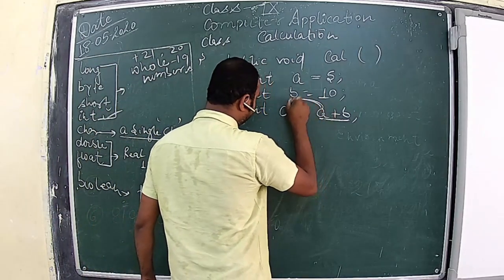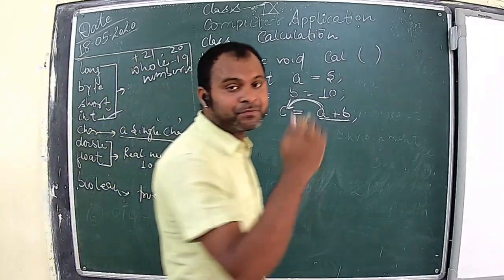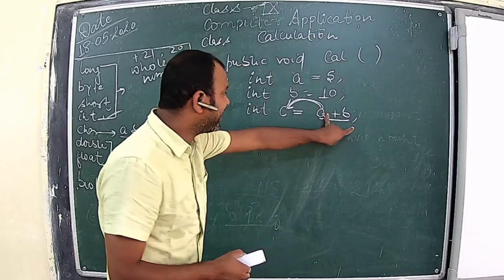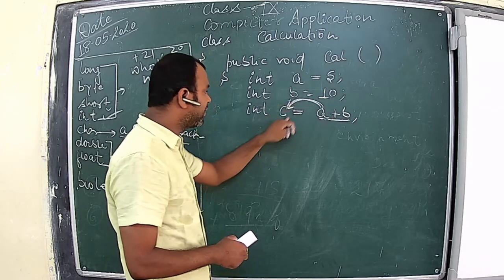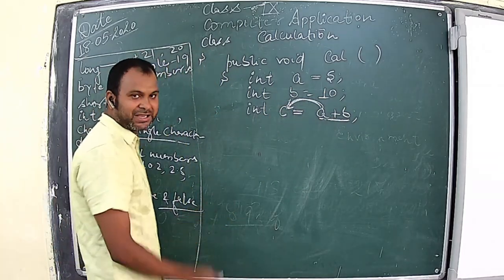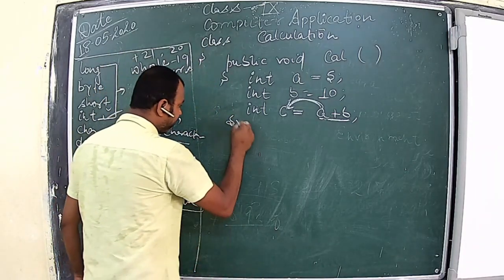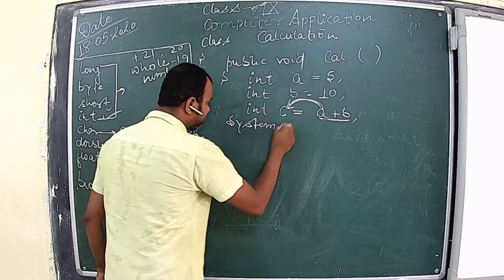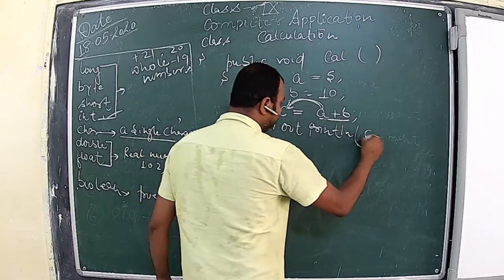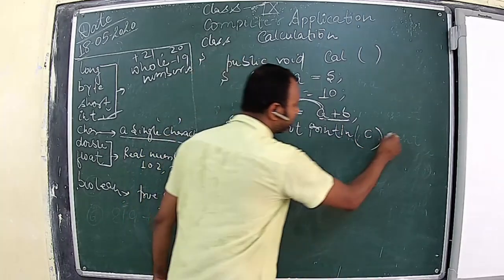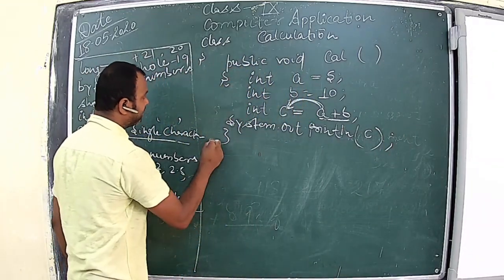One more thing, this equals sign is used to shift from right to left. So after adding a plus b, 15 will be shifted to c, and now c will be your result. I will print it because I need to print it if I want to show it on the terminal window. So I will write System.out.println(c). Okay, I will close this method and then close the class.